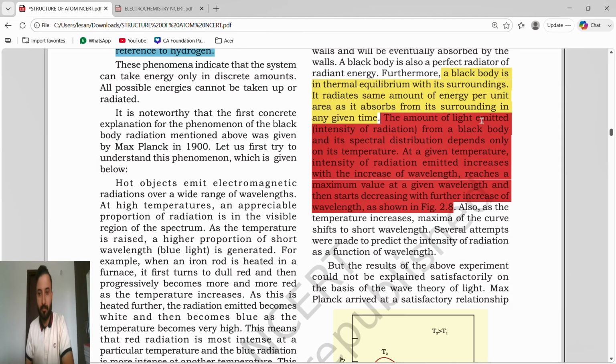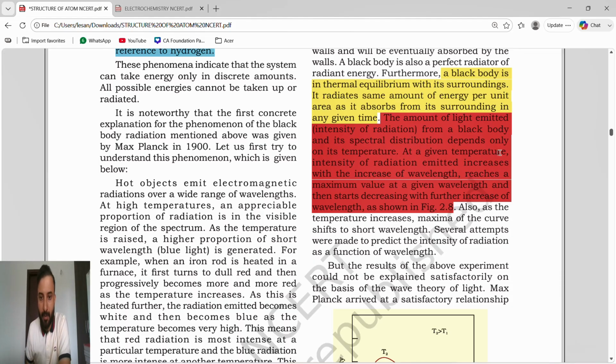Amount of energy emitted means nothing but intensity of radiation, because here everything we are talking about is radiation, either emitting or absorbing radiation. So amount indicates the intensity. High amount means more intensity, less amount means low intensity. The amount of light emitted from a black body and its spectral distribution depends only on its temperature. Just now we learned, guys, everything depends upon temperature.